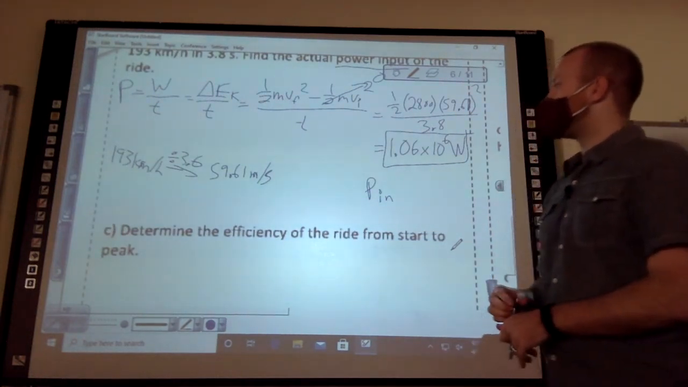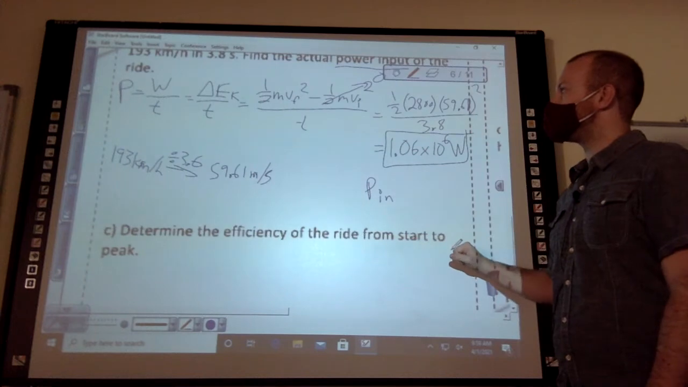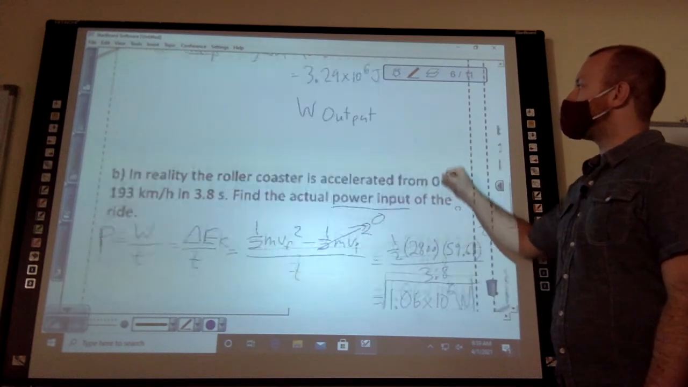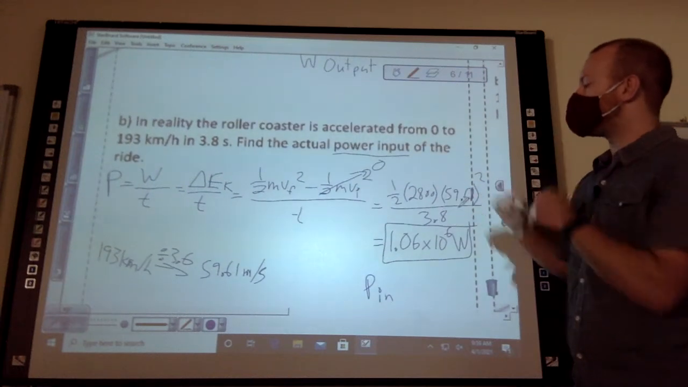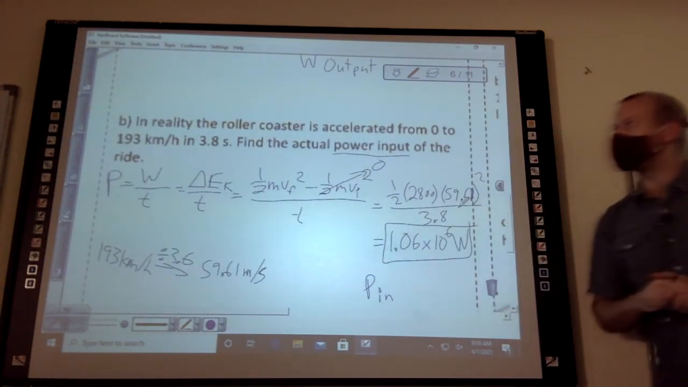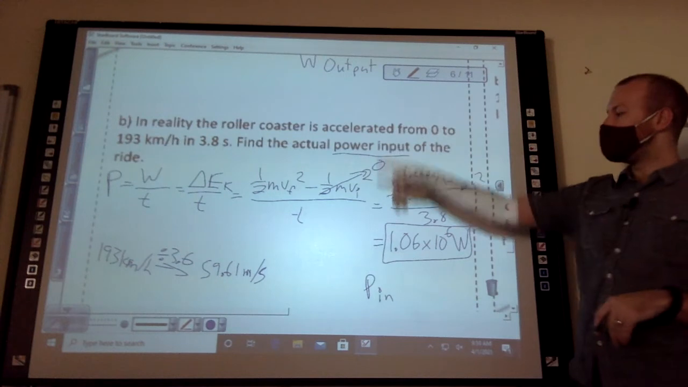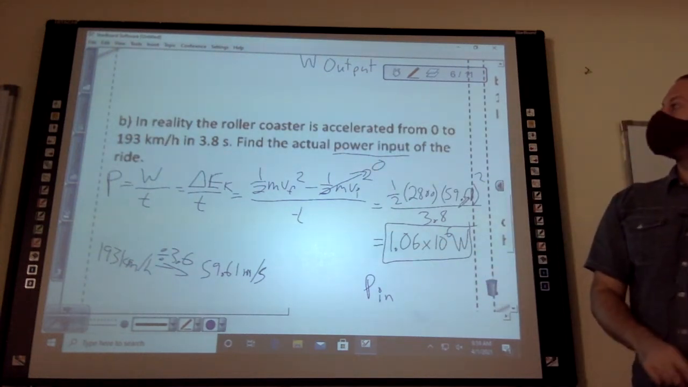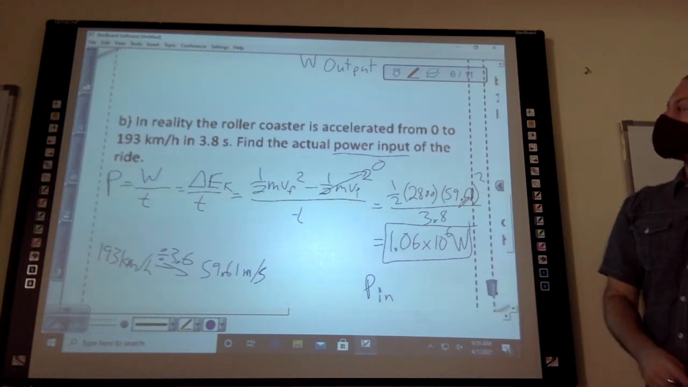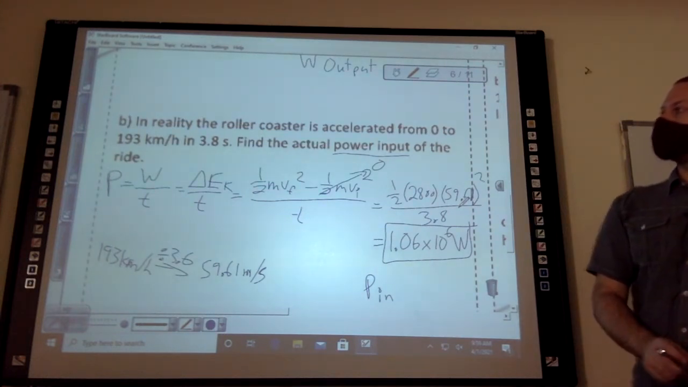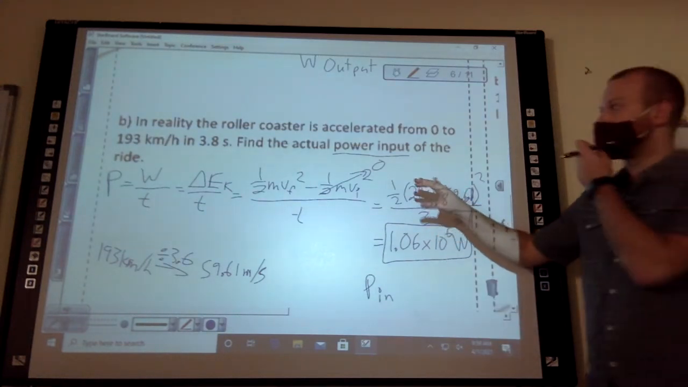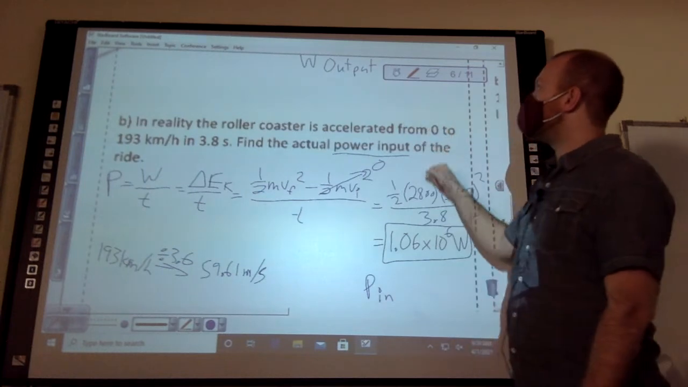So we need to figure out what is the efficiency for this. In looking at this, I've got work out, I've got power in. So I need to convert one of these, either convert this into power or this into work. Can we do it from work to power? Well, the way that I can convert that is I need to be able to have a time. We have the time in a second. We have time with this, so that's the only one we can do. This is not the time.